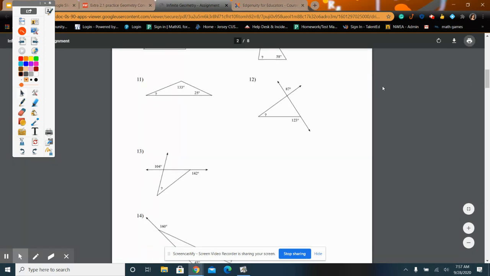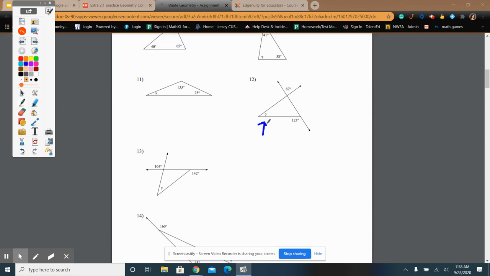Number 12 wants us to find the question mark angle, but this one is significantly harder because you cannot find the question mark angle yet. The first thing you need to notice is that I have vertical angles here. These two angles are kissing, they make an X. And if the top is 87, then that means the bottom is 87. So that's a start. And then right here we have a straight line. Straight lines add to 180. So if you take 180 minus 123, you get 57.